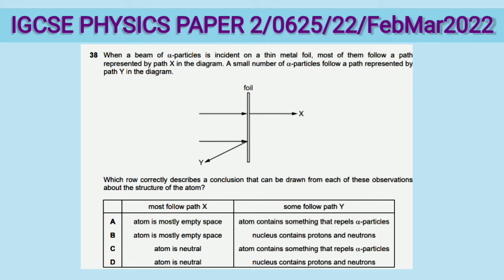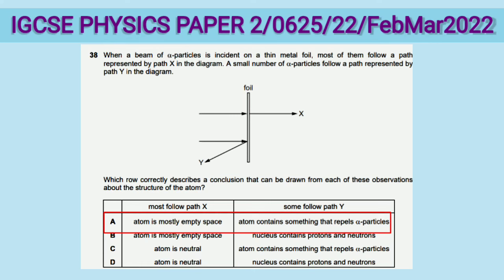atom? In path X, since particles are able to pass straight without any obstruction, it means it is an empty space. And since most of the alpha particles are able to pass straight, that means atom is mostly empty space. So we have to choose between option A and B. A small number of alpha particles following path Y are reflected back. That means atom contains something that repels alpha particles. So correct answer here is option A.